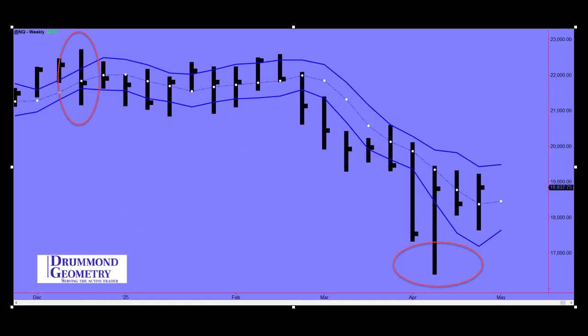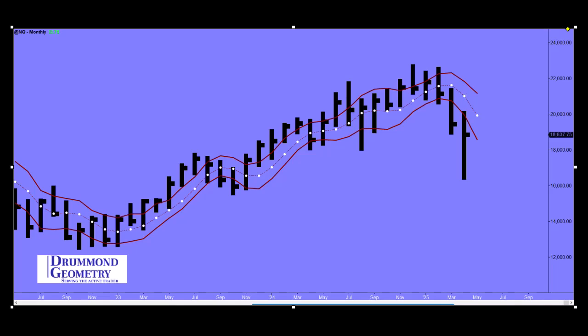If we move out onto a monthly chart, this is the most recent swing low over here. This is our high. And now we see with the monthly chart, we've broken well below the monthly envelope bottom. Things are getting interesting here.